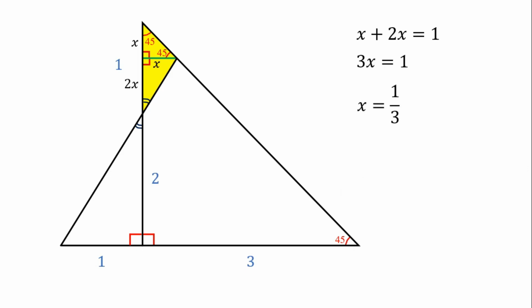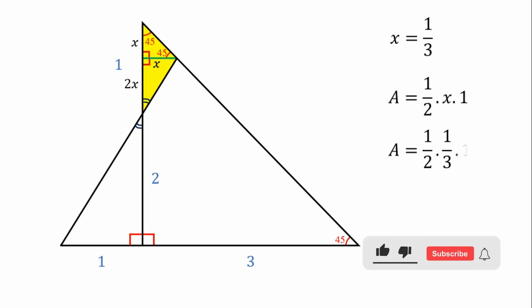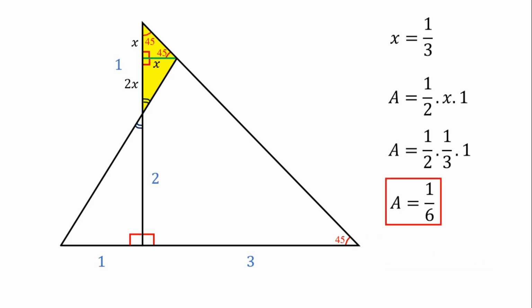Now let's find the area of the yellow triangle. The area of a triangle is 1/2 times the base times the corresponding height. The base is 1, the height is x, which we found to be 1/3. So the area is 1/2 times 1 times 1/3, which simplifies to 1/6.